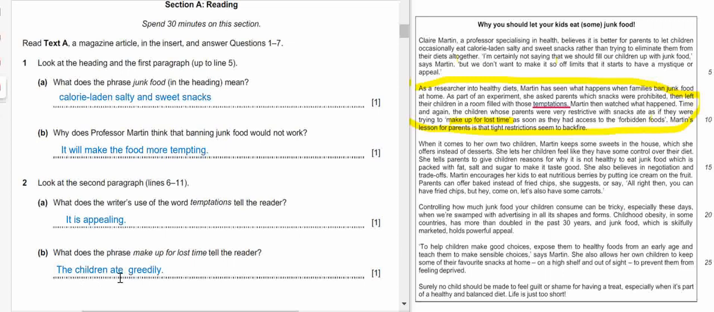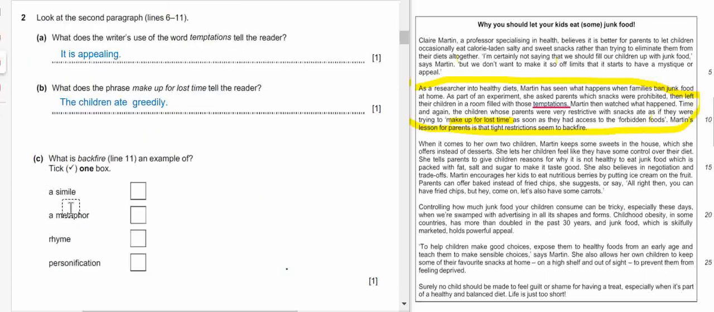The children ate greedily. Next, we move to question 3. Well, we're still in question 2C. What is backfire? Line 11. An example of take 1. Is it a simile, a metaphor, a rhyme, or a personification?